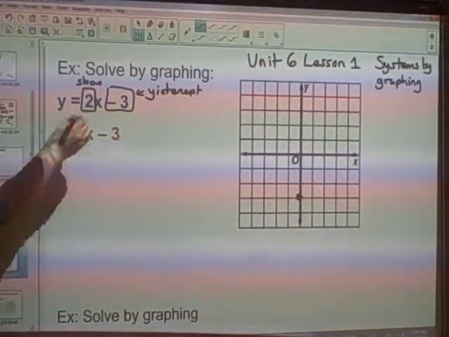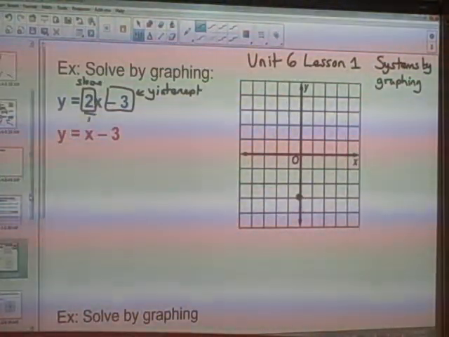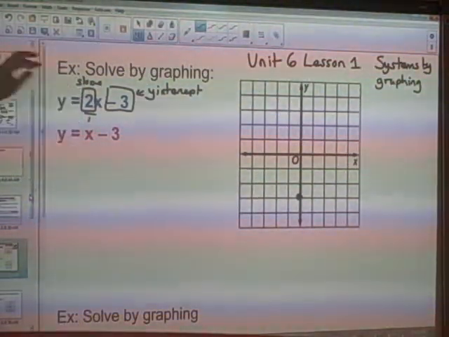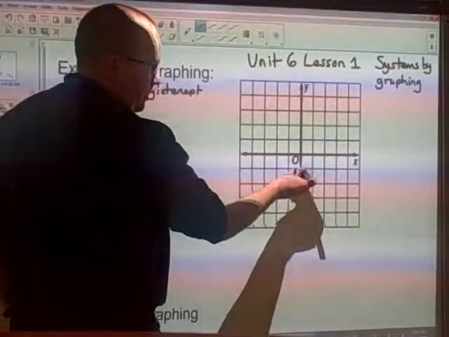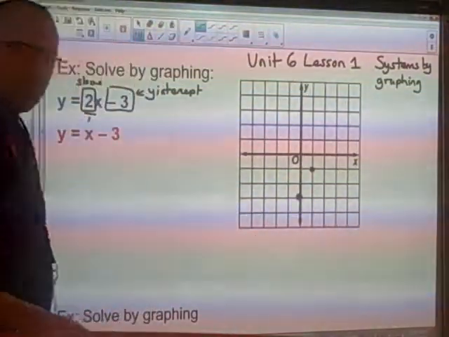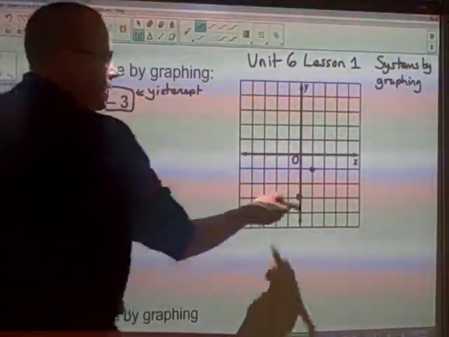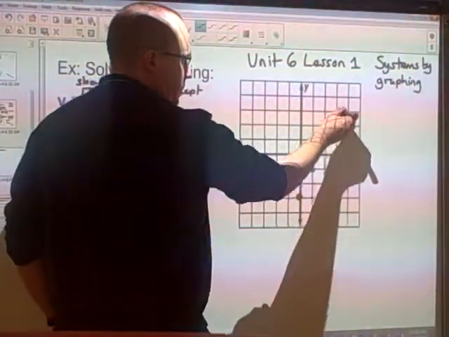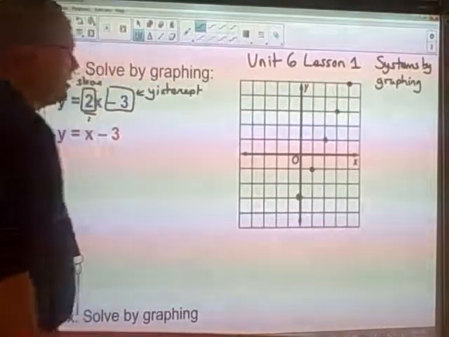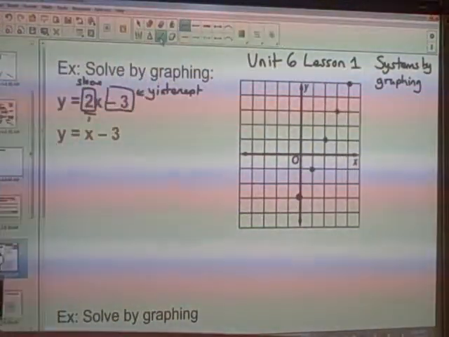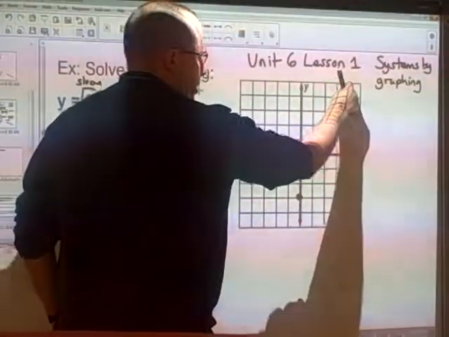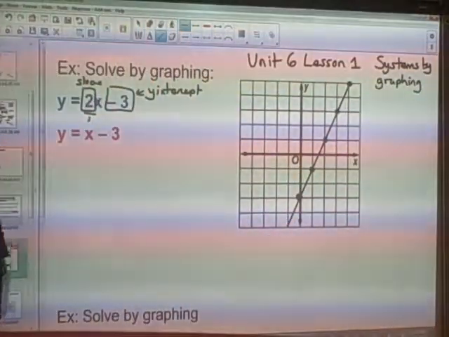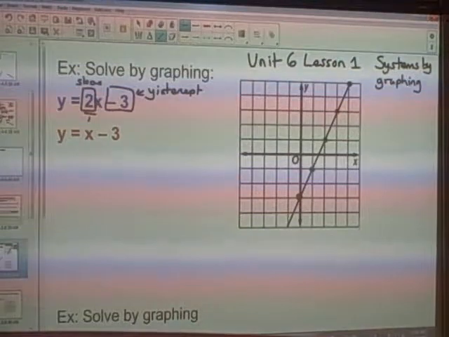So if it's just a single number, write it over 1, because 2 divided by 1 is 2. But now we have a fraction to do rise over run. So we're going to rise 2 squares and run 1 square. When you run, you must go to the right though. Repeat this a couple more times, up 2 across 1, up 2 across 1, up 2 across 1, just so we can clearly see what the pattern is. Then we go ahead and join them up. And that's our first graph, so that's y equals 2x minus 3.